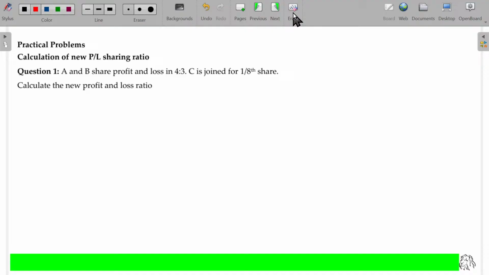First question. A and B share profits and losses in the ratio of 4:3. C is admitted for 1/8 share. Calculate the new P&L ratio. How can we solve this?